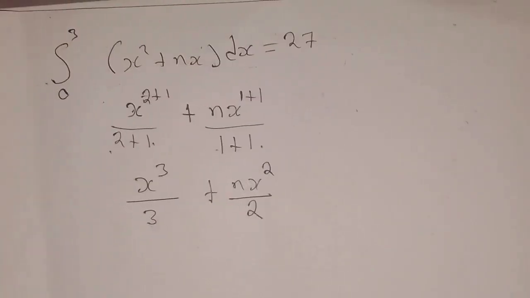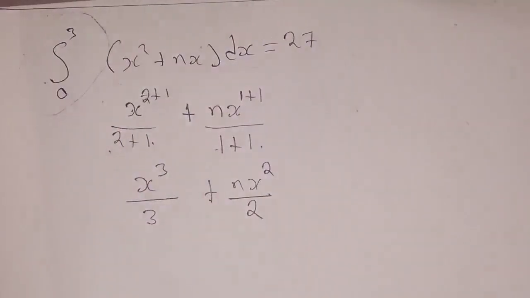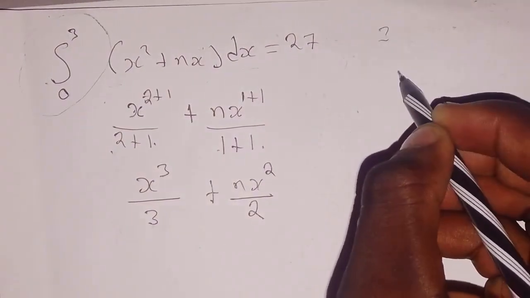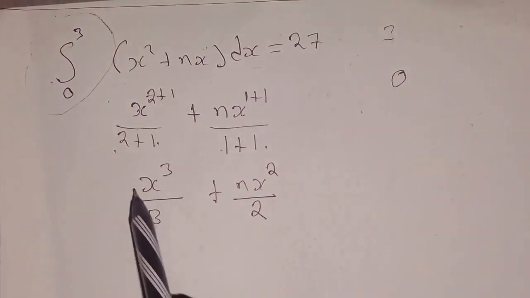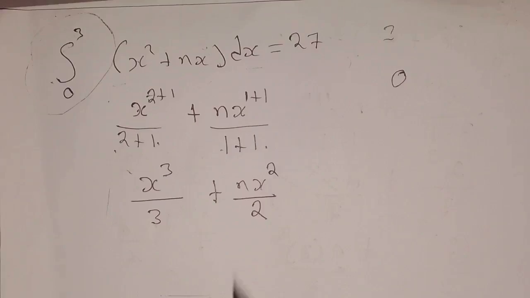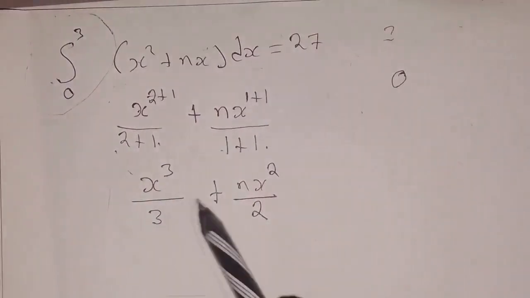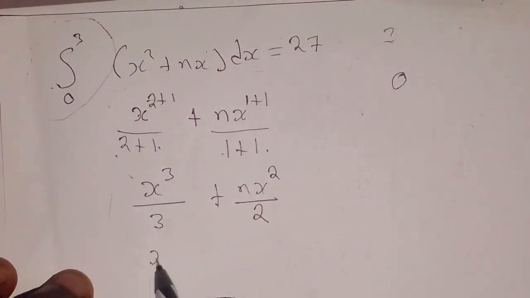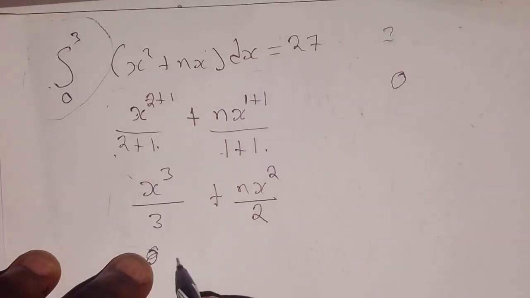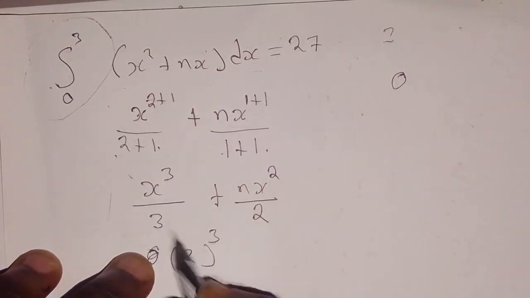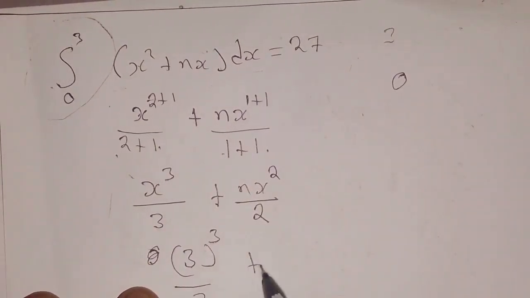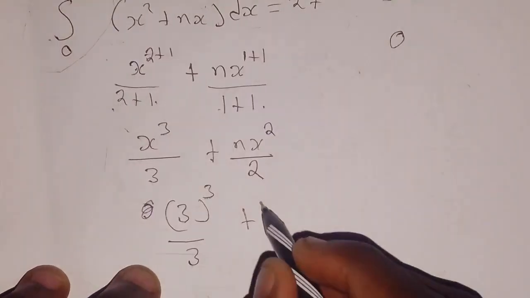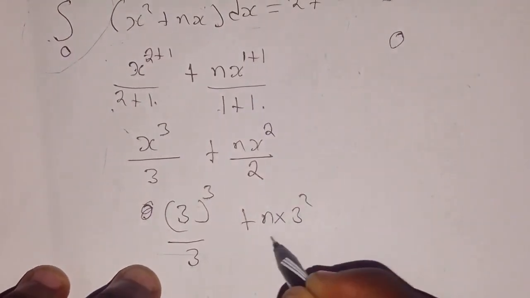We have been given these two numbers: 3 on top and 0 down. Let's start by finding the value of this function when replacing where there is x with 3. Where there is x, we replace 3. So we're going to have 3 to the power 3 over 3 down here, plus n multiplied by 3 squared over 2.